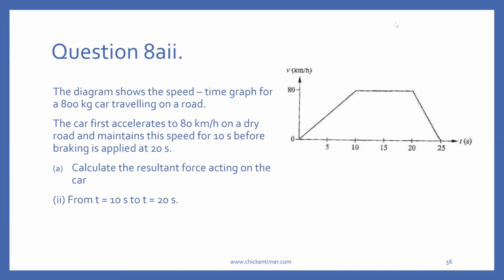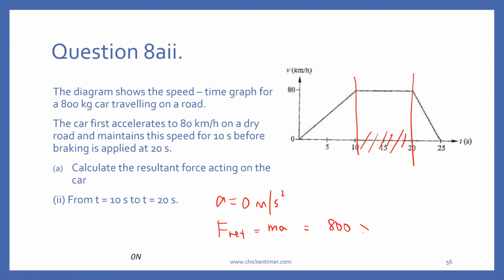Then this is the second part. Calculate the resultant force acting on the car from 10 seconds to 20 seconds, which is here. Why is it 0? Because that is a constant. So right, if this is a structured question, first you have to say that acceleration equals to 0 meters per second squared. It's a structured question right now, so you have to write this. So resultant force equals to mass times acceleration equals to 800 times 0 equals to 0 newtons. You have a presentation issue. Okay, your answer is correct lah.